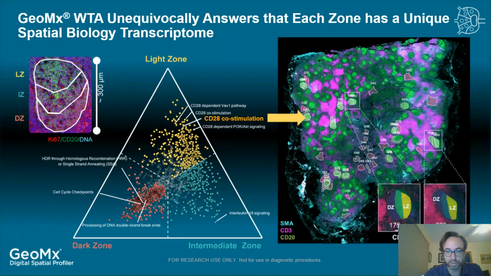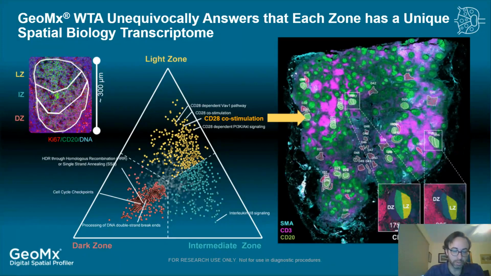Anything that's enriched in yellow is being enriched within the light zone. Anything that's shown in dark blue is not really expressed. And you can see a direct gradient from dark zone to light zone of the CD28 co-stimulation pathway. This is great for understanding the overall functional consequence that's happening within a given tissue structure, but it doesn't tell us what cell types are actively driving that interaction.